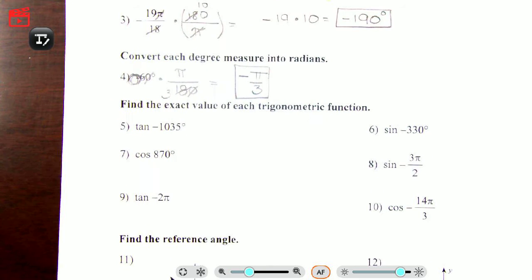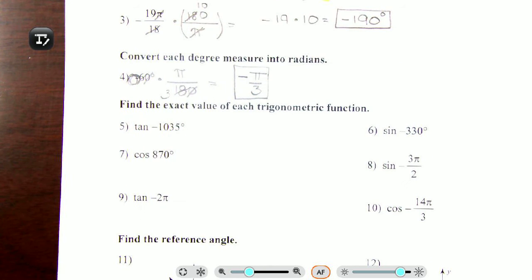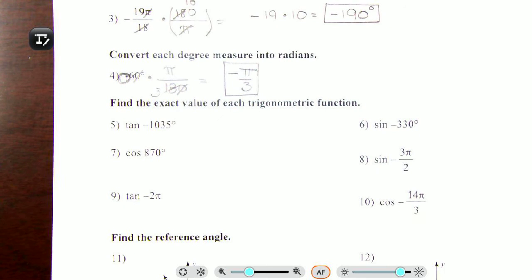Find the exact value of each trigonometric function. Now this here, in part 1 of your quiz, you were to derive the unit circle. And so these here, once you have that, should be rather simple. But let me walk you through them, because a lot of you did end up getting these incorrect.